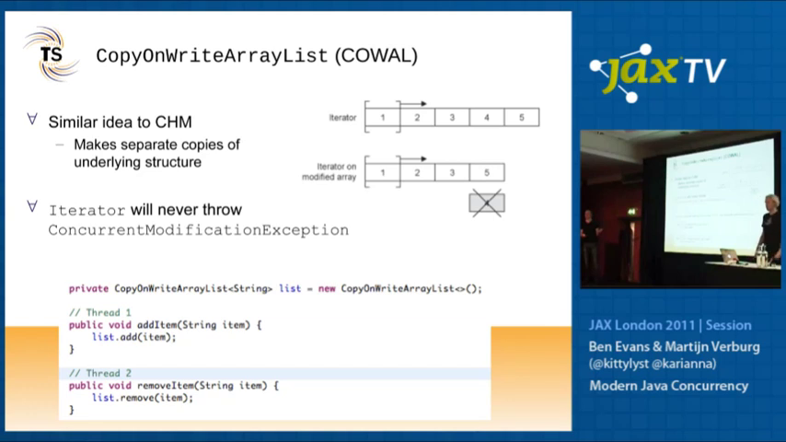Who has seen the concurrent modification exception? Yeah, we've all seen it, and unfortunately, more often than not, it's been in my code previously, until I started learning about some of the modern concurrency stuff. So, thank goodness for this.